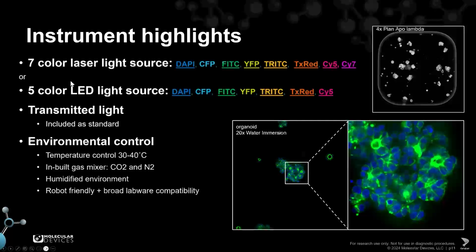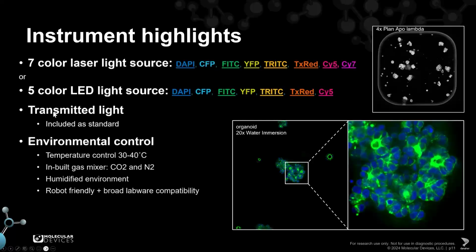The advanced system has a 7-color laser light source, so from DAPI all the way out to Cy7. And the wide field and confocal modes also have an option for an LED light source. This is a 5-color LED light source from DAPI to Cy5. Again, this is modular and upgradable. So depending on your application needs now or what you might want to do in the future, the system is designed to be able to grow with your assay needs.